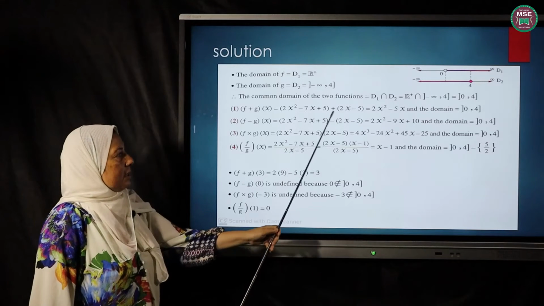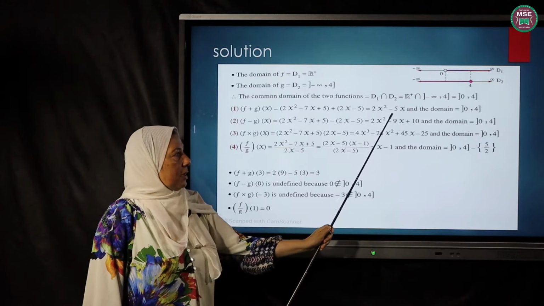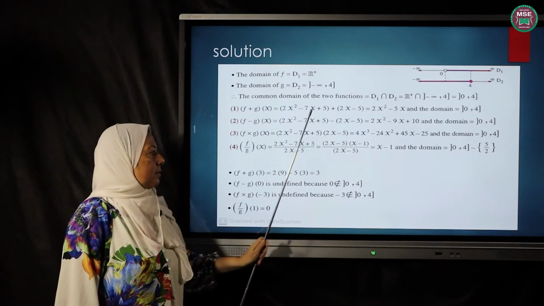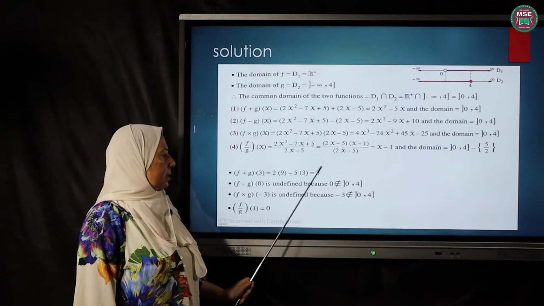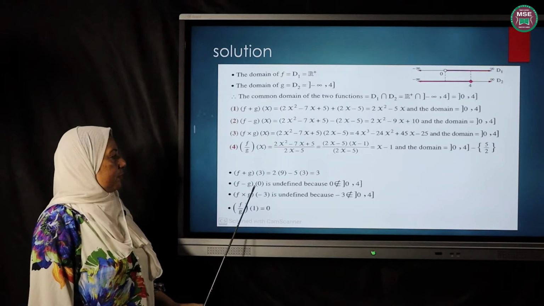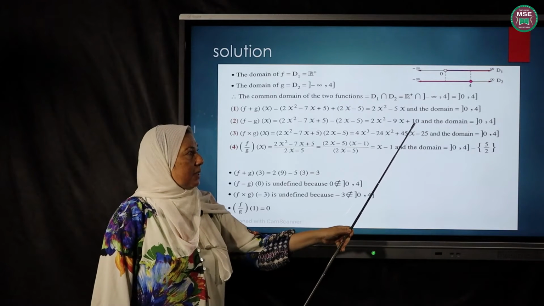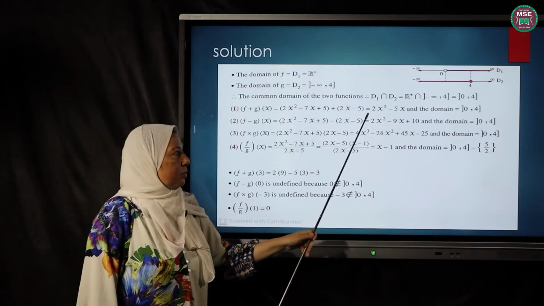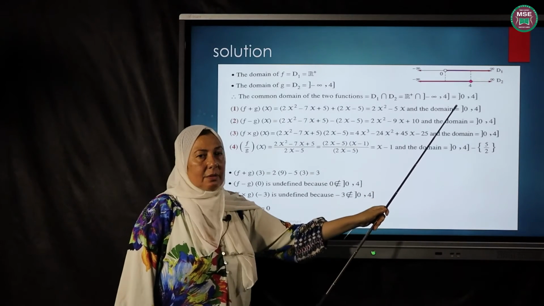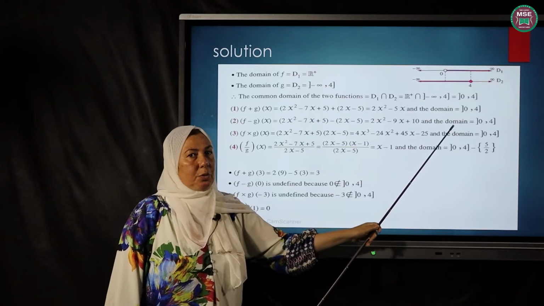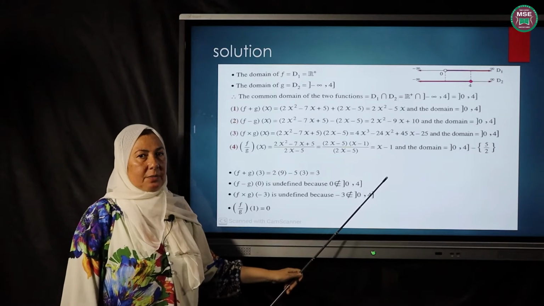Find second, f plus g of 3. Put 3 in this step: f plus g equals 2x squared minus 5x. Put x equals 3, so 2 times 9 minus 5 times 3 equals 3. Second, f minus g of 0, where f minus g equals 2x squared minus 9x plus 10. Put x equals 0: 0 is open, it doesn't belong to the domain, therefore undefined because 0 doesn't belong to the domain.